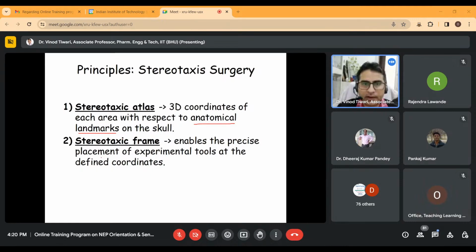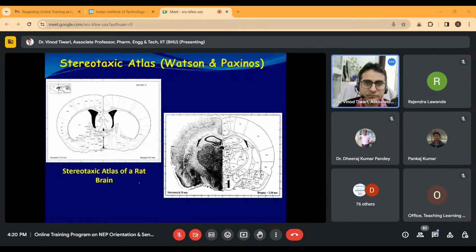Bregma and lambda, we'll talk about that. Then the second important thing which is required to perform the histotaxic surgery is the histotaxic frame. So we need an instrument or a device which can help us to precisely place the experimental tools, including the Hamilton syringe or any other syringe, which can be used to inject different drugs, agonists, antagonists, or viruses in the different brain regions of the animals. Because we deal with neuroscience, we are talking about histotaxic with reference to neuroscience.